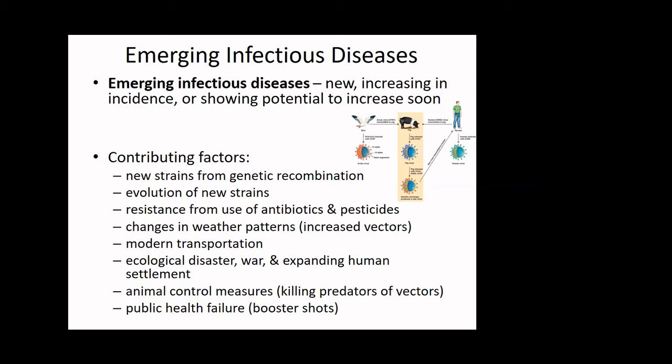Ecological disaster, war, expanding human settlements, deforesting the rainforest, all of those things are exposing us to diseases that were previously kept in their original environment. Animal control, so killing of predators or vectors, and the changes in the food chain that this can cause, can cause different diseases to emerge. And failure to vaccinate, which is honestly a public health failure. Not vaccinating is causing the emergence of things like measles that used to not be a problem.